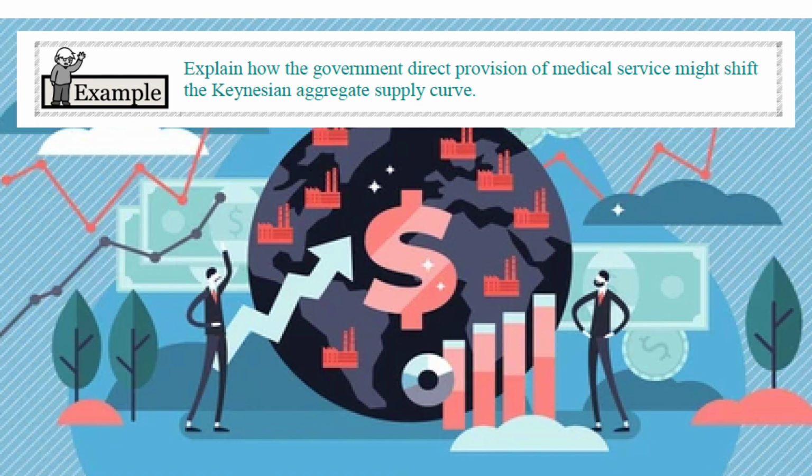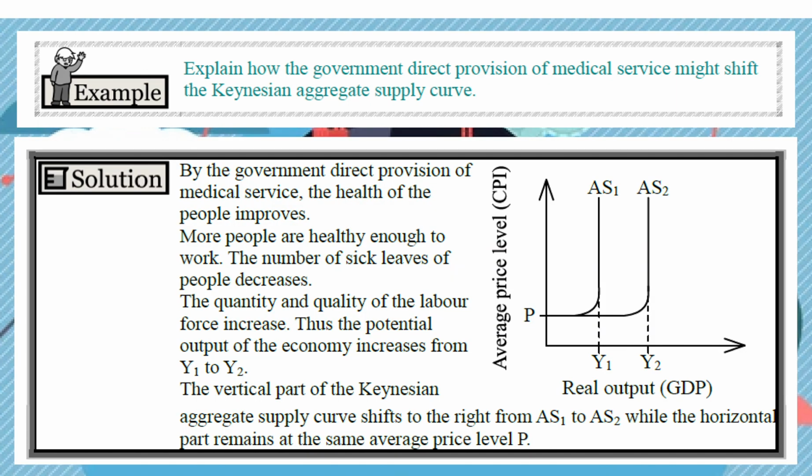Okay, welcome back. Now it's checking time. Government direct provision of medical service, very simple. The health of the people improves, right? The people are the workers, right? So more people are healthy enough to work, quantity increases. The number of sick leaves decreases, quantity increases. So the quantity and quality of labor force increase. So the potential output of the economy increases from Y1 to Y2.